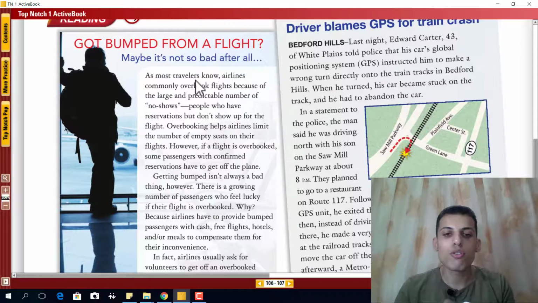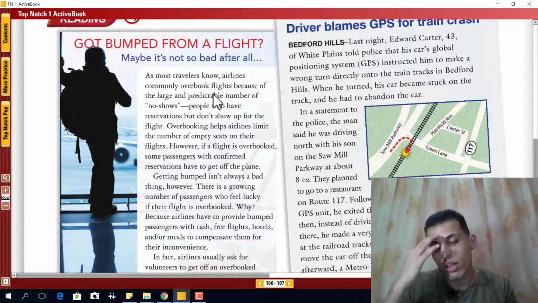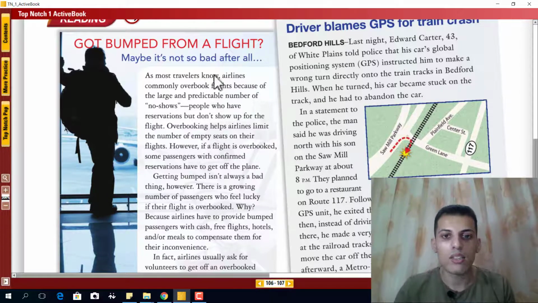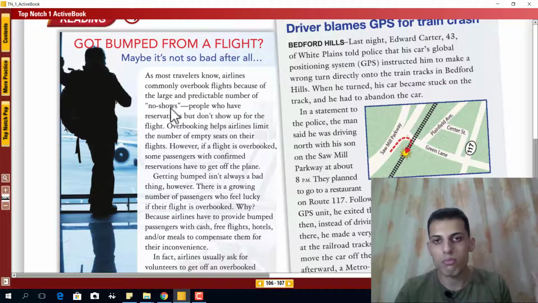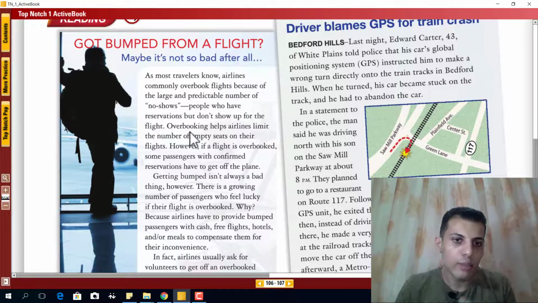Okay, so as most travelers know, airlines commonly overbook flights. They make the number of reservations bigger because some other people cancel. A large number, a predictable number of no-shows. People who have reservations but don't show up, right? So for the flight, overbooking helps airlines limit the number of empty seats on their flights.